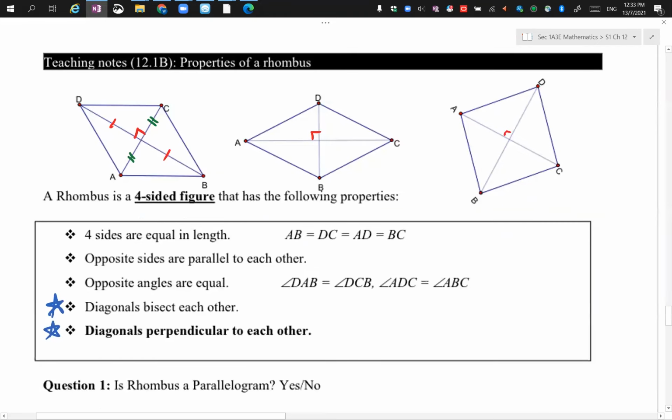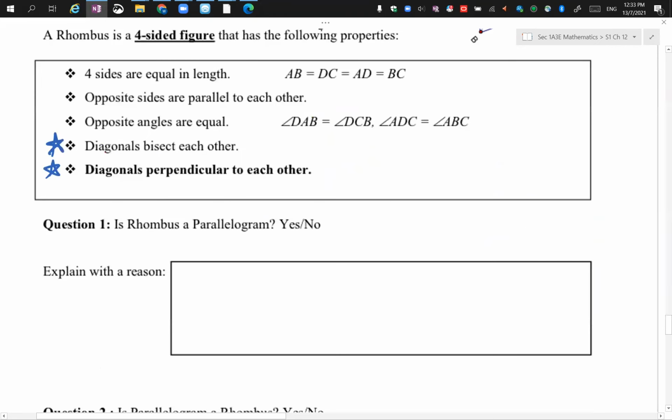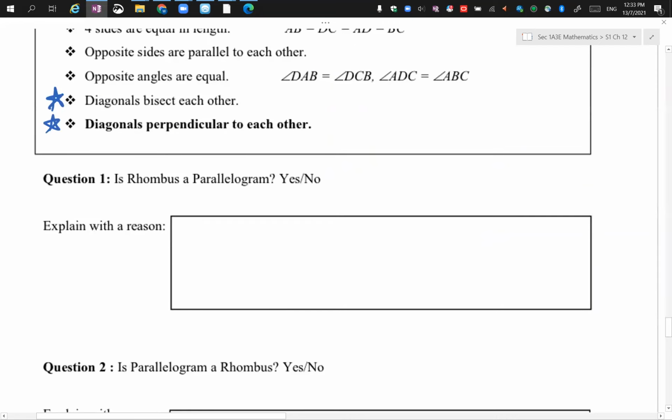Okay, so first question, is a rhombus a parallelogram? What do you think? Is it a parallelogram? Yes, you think so? Exactly. Yes, it is. Why? It satisfies all properties of a parallelogram.